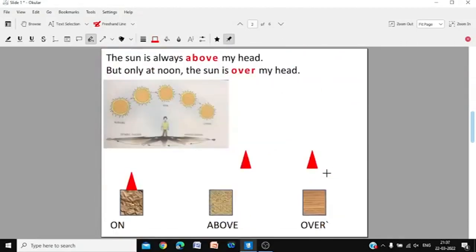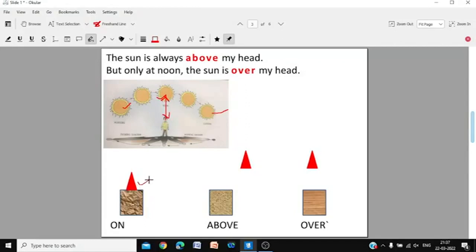The sun is always above my head. See the sun. Whether it is morning or noon or evening, it is always above the head. The sun will always be at a much greater height than the man's head. But only at noon it is over my head, exactly in the same vertical line. Only at noon it is over my head, but at all other times it is above my head.